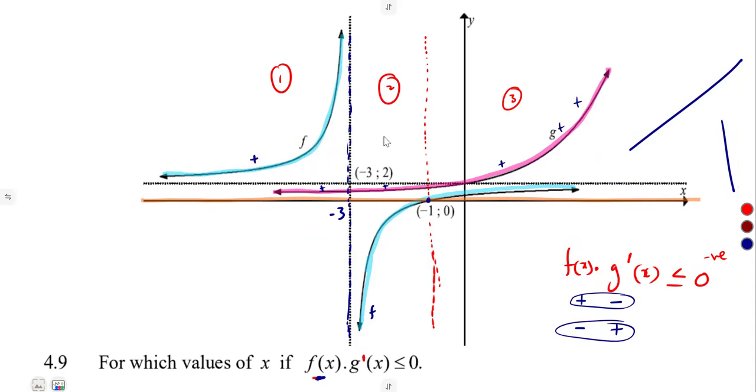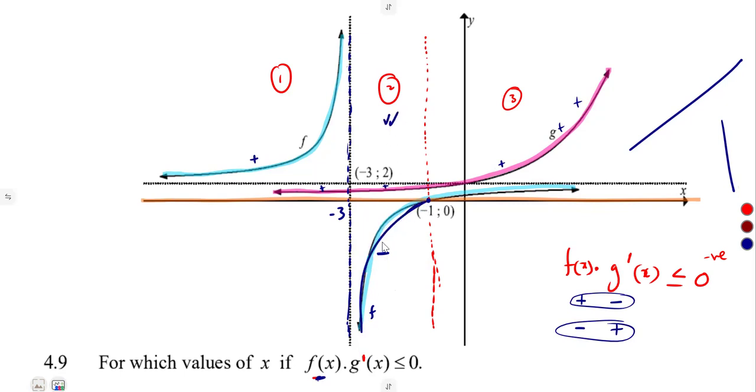The second part, let's check what is happening with our f, in the second part from -3 to -1. Our f is found below the x-axis. When it is below, it is negative. But the g prime, remember g is an increasing function, so the g prime of x is what? Positive. So we need that solution, positive and a negative. So this one satisfies what we need.